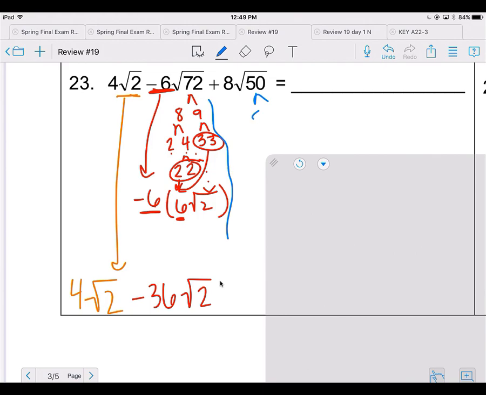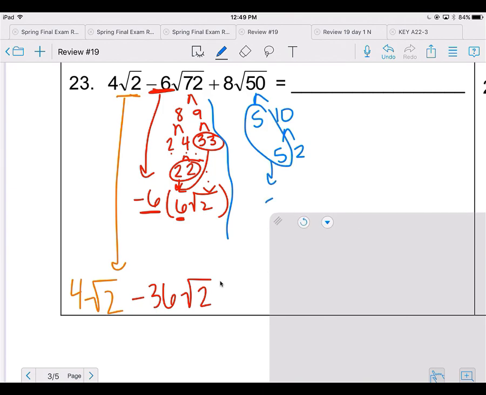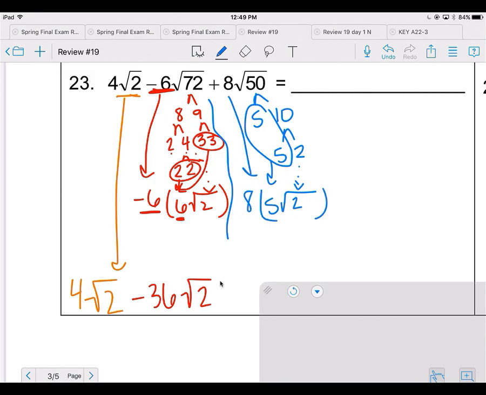The square root of 50 is 5 and 10. 10 is 5 and 2. I can take out a set of 5s, and I leave in a 2. There was already an 8 out front, so 8 times 5 is 40 square roots of 2.